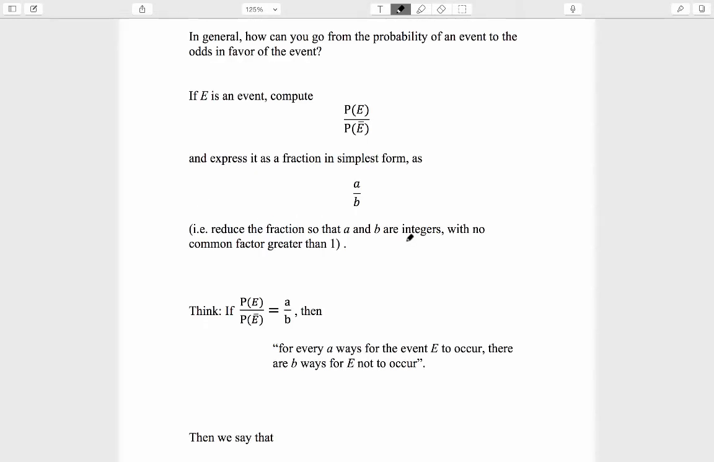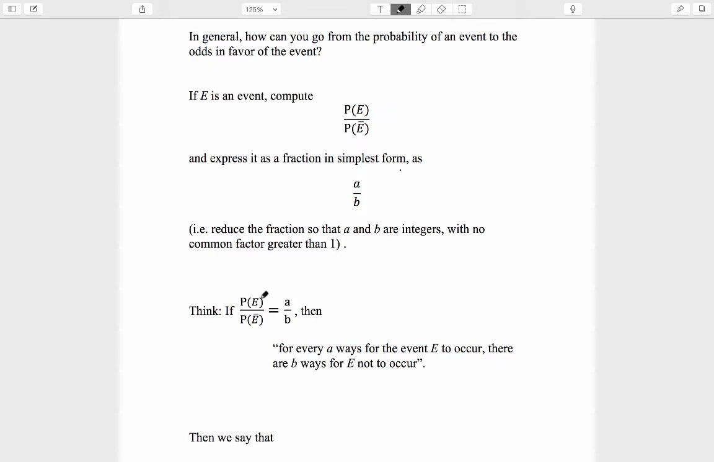In general, how can you go from the probability of an event to the odds in favor of the event? So if you have the probability of an event E, if that's a known quantity, then to find the odds in favor of E, you want to compute probability of E divided by the probability of E complement. Right? If you know the probability of E, then 1 minus that is the probability of E complement. You want to compute this fraction and express it in simplest form as a over b, where a and b are integers you get from simplifying here, such that there is no interesting common factor between them. They have no common factor greater than 1.